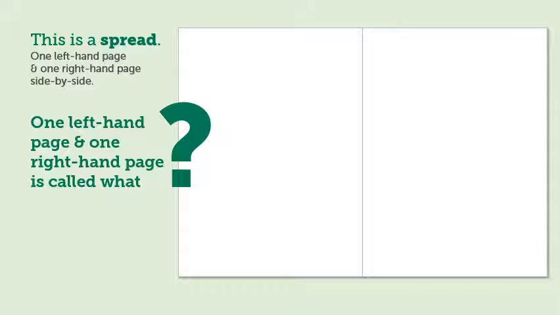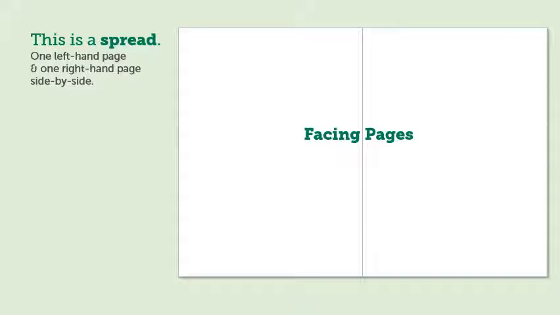This is one left-hand page and one right-hand page side by side. This is a spread. So a spread is two pages side by side. There is another term for one left-hand page and one right-hand page. Maybe it's what you guessed instead of the word spread. It's facing pages. So when we're talking about spreads in documents, we are working in facing pages. Facing pages means that we have right-hand pages and left-hand pages.